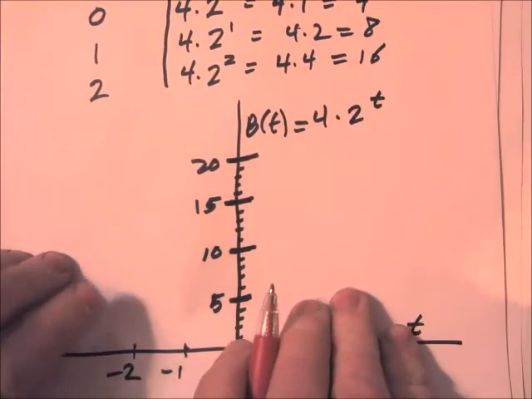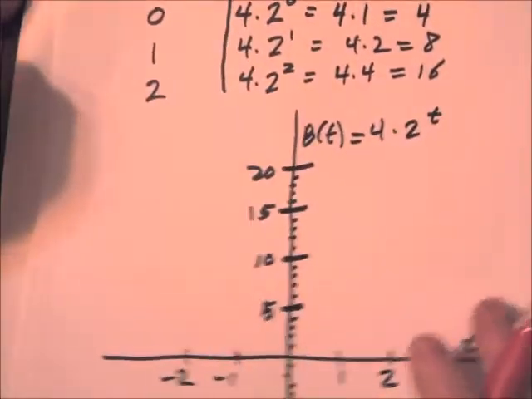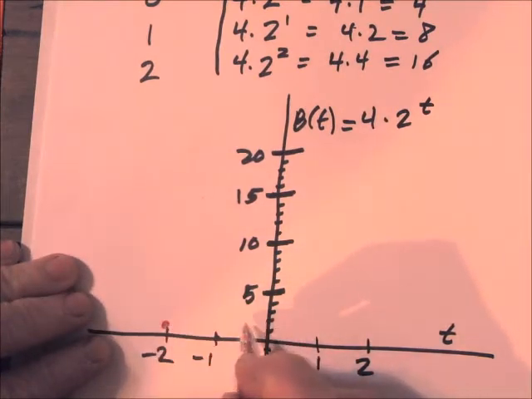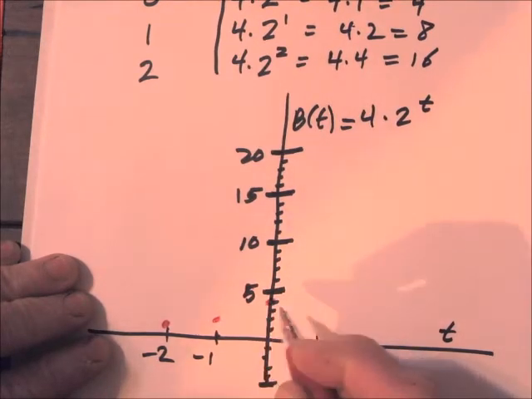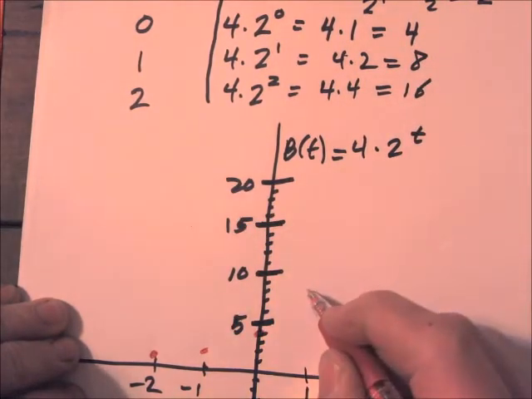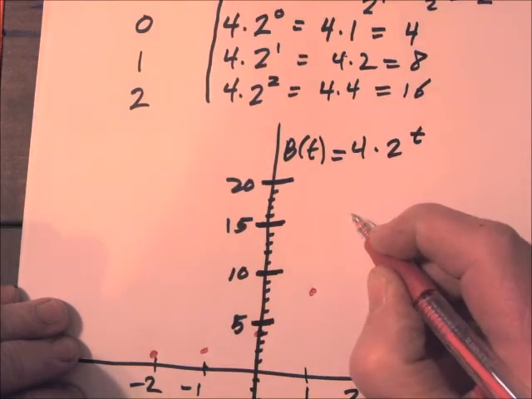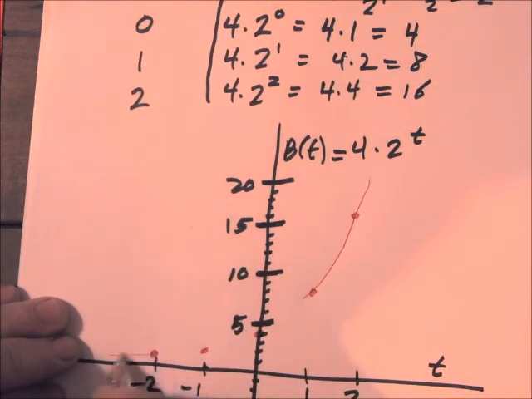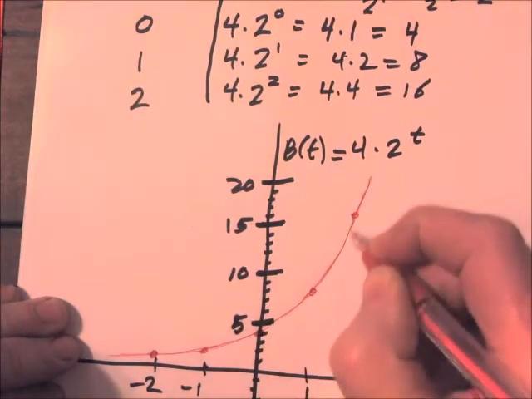If we go backwards in time 2 hours, we have 1 bacteria. So go 2 to the left, up 1 when we plot that point. And then it's 1 to the left, up 2. 0 left to right, up 4. And 1 to the right, up 8. And then 2 to the right, up 16. And then we can connect the dots, and that's going to be our graph. That's called an exponential function, base 2.